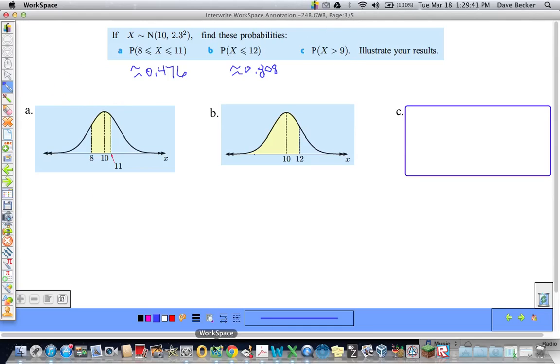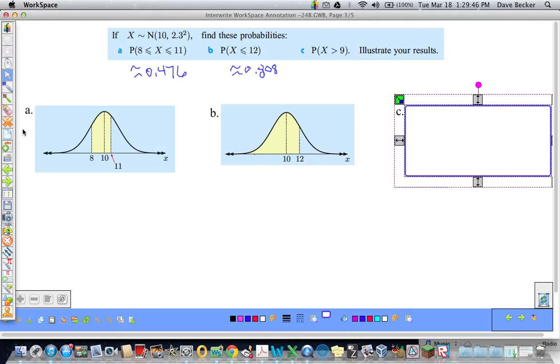Okay. Well, we'll go back to the calculator. Oops, let's take a look and see what that looks like under the curve.